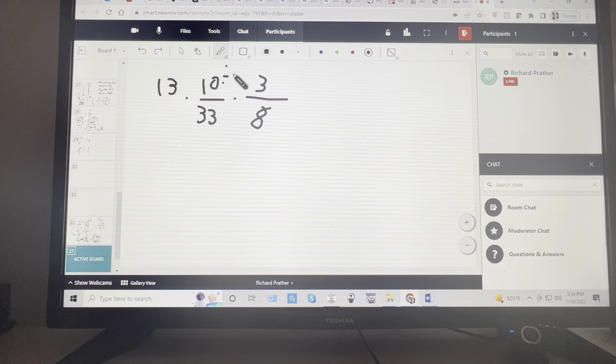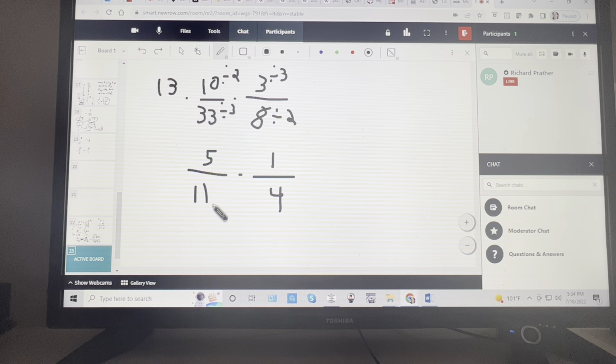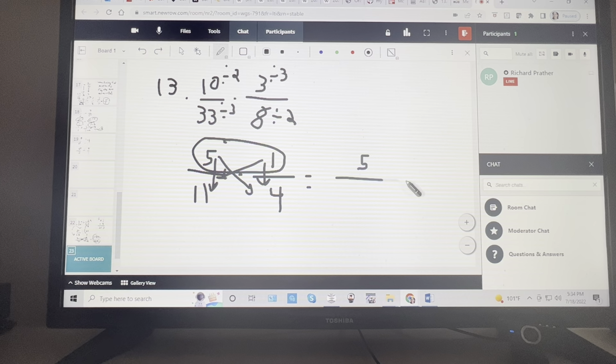10 and 8 both divide by 2. 10 divided by 2 is 5. 8 divided by 2 is 4. 33 and 3 both divide by 3. 3 divided by 3 is 1. 33 divided by 3 is 11. 5 does not reduce with 11 or 4, and clearly 1 doesn't either. So then straight across is going to be the answer. 5 times 1 and 11 times 4.